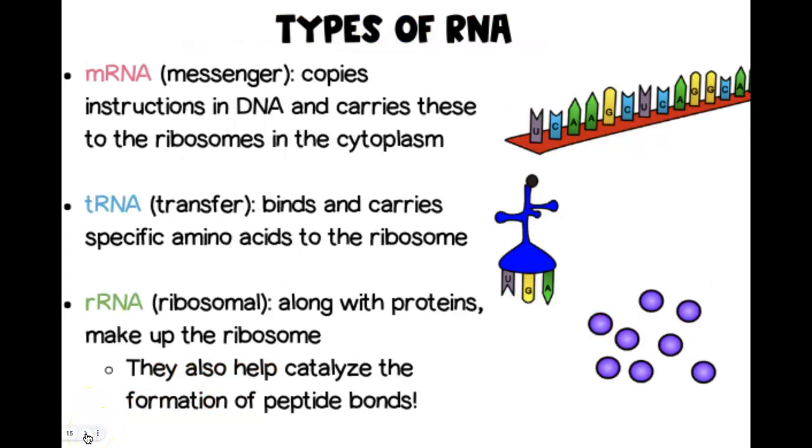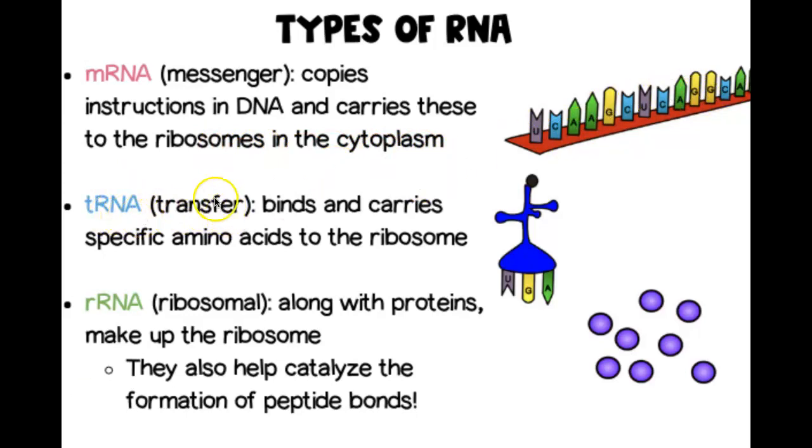So we're going to go over the types of RNA really quickly to remind you what they do. The mRNA is the messenger RNA. These carry copies of instructions. These are carried to the ribosomes in the cytoplasm. It is this complementary single strand.